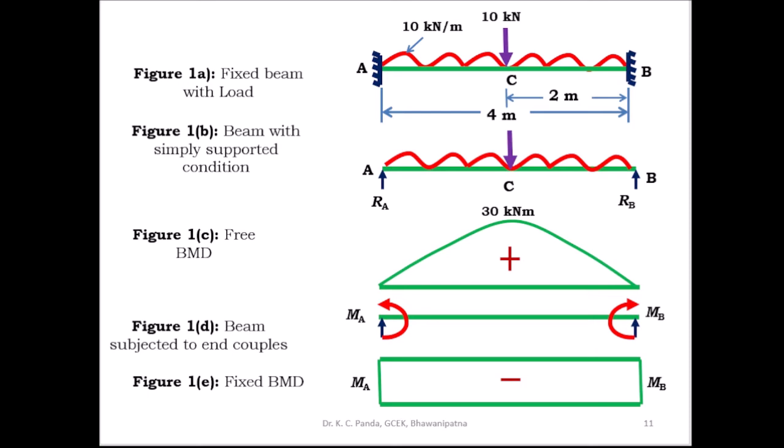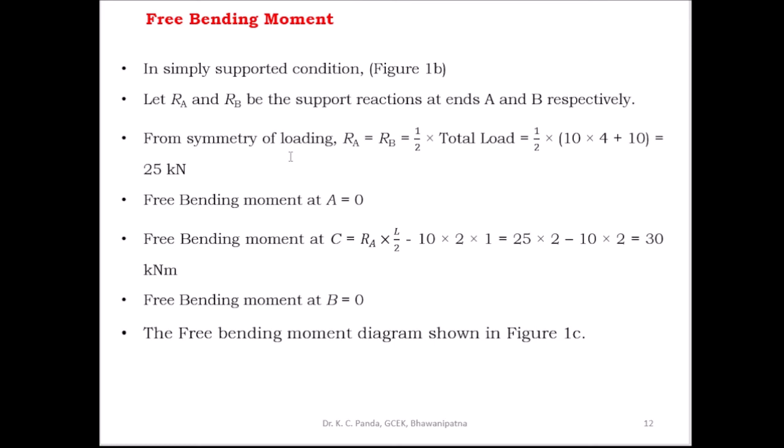Here the loading is symmetrical, so you can also find the reaction by taking the total load coming on the beam. The total load divided by 2 is equal to the reaction at A and reaction at B. So from symmetry of loading, RA is equal to RB is equal to half into total load. Half into the total load, 10 into 4 plus 10, is equal to 25 kilonewton. The reaction at both ends is equal to 25 kilonewton.